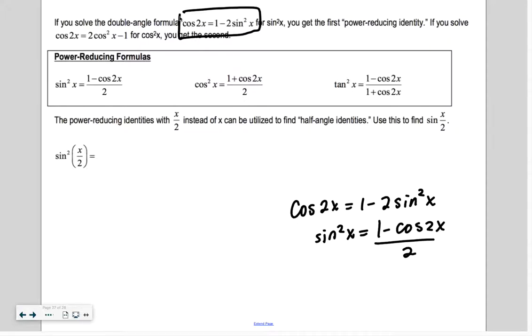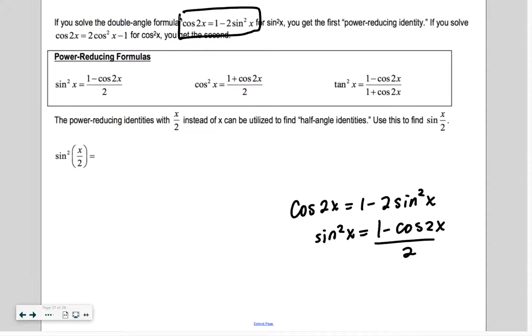Wait, are you doing the sine of x over 2 right now? Or are you just showing me? I'm showing you how we get this, yeah. So sine squared x ends up equaling 1 minus cosine of 2x over 2. So some people call these the power reducing formulas. You do not need to memorize these.